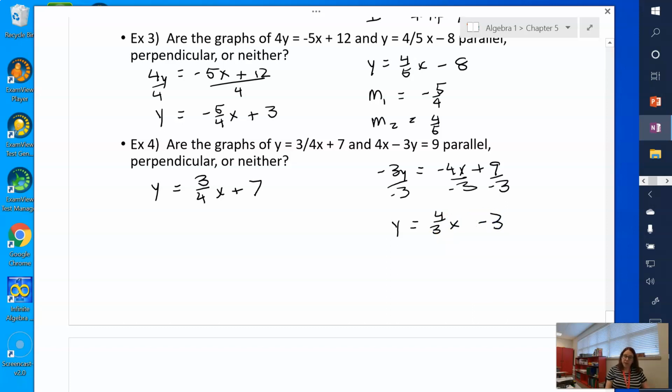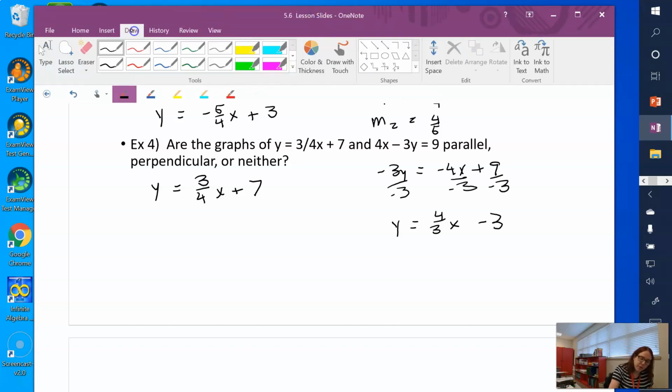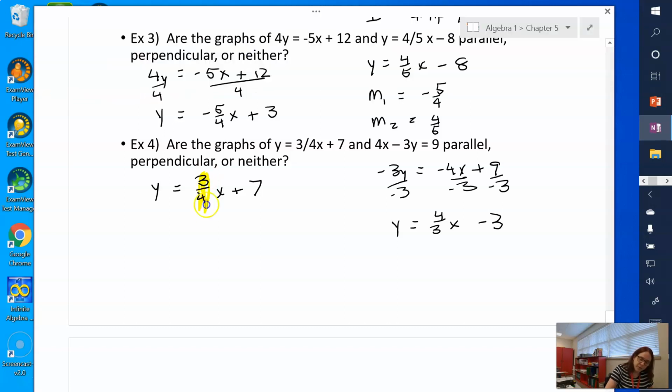So now I'm going to compare. I have a 3/4 here, and I have a 4/3 there. So I do have a flip. But check their signs. They're not opposite signs. I don't have a switch. Just a flip, no switch. So therefore this one is neither.